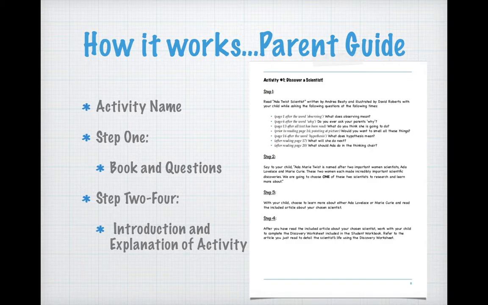If you look at step number 1, this is where you're going to be told which book to read and what questions to ask, and then also where to ask those questions while reading. So in activity number 1, you are reading Ada Twist, Scientist with your child, and then asking those bulleted questions that you can see right there on the screenshotted picture of activity number 1.